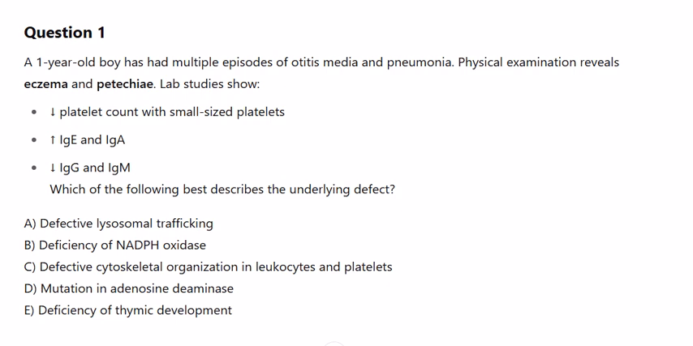A. Defective lysosomal trafficking. B. Deficiency of NADPH oxidase. C. Defective cytoskeletal organization in leukocytes and platelets. D. Mutation in adenosine deaminase. E. Deficiency of thymic development.